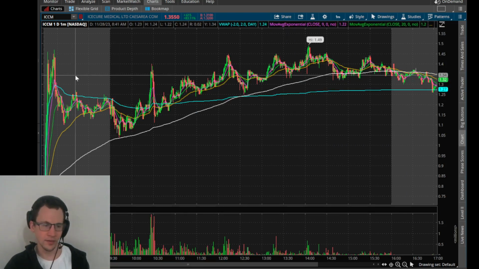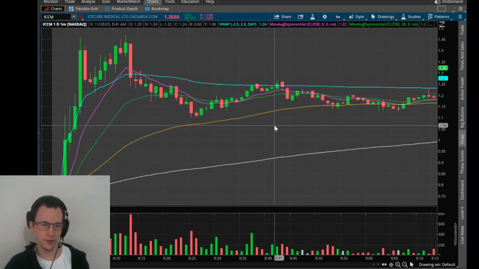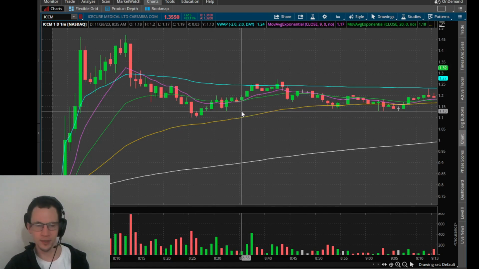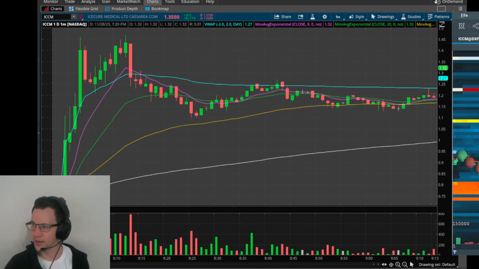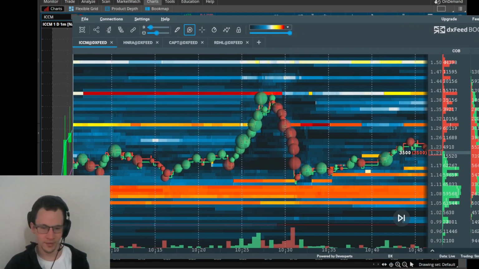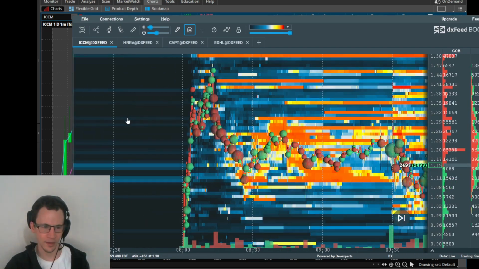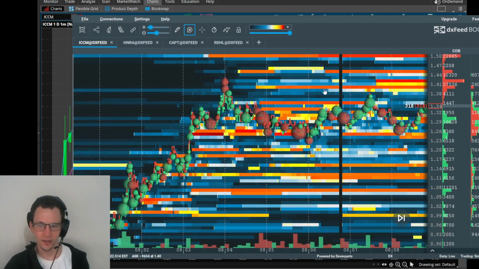So ICCM, I saw this pop in the pre-market. This thing's been heavily manipulated before. The first thing I noticed about this stock, if we open up ICCM, zoom out and go back to the pre-market, is that the order book is super thick. You get these on sub $2 names a lot, where there seems to be 5, 10, 15, 20,000 shares at every single penny level, and the book becomes really, really difficult to read.